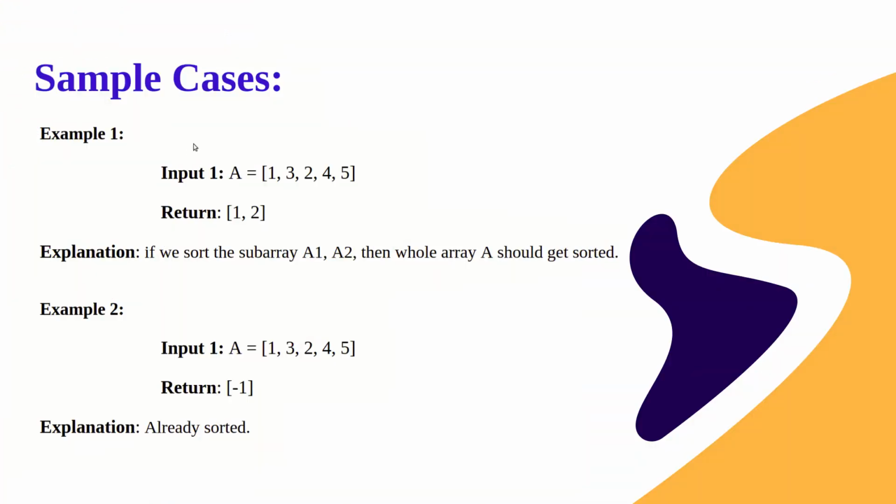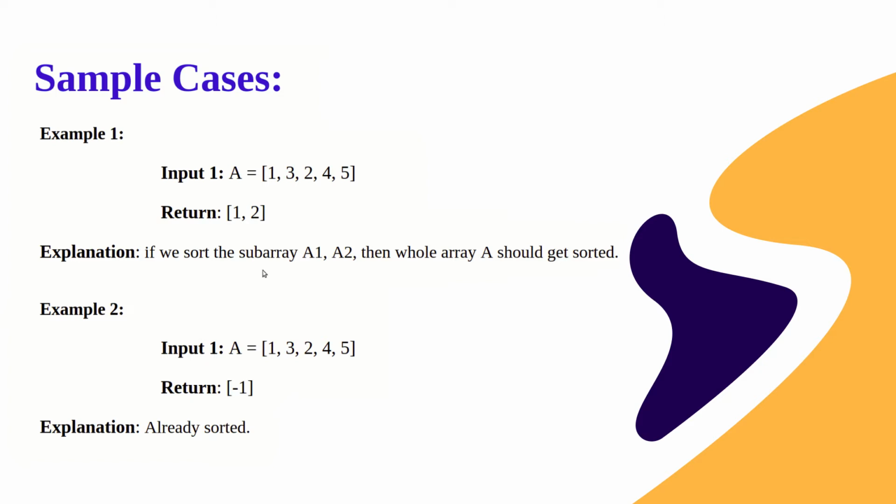Suppose for example 1, the input array is 1, 3, 2, 4, 5. We need to return 1, 2. Now what are 1 and 2? Here 1 refers to the index of the first element which is to be considered, and 2 is the index of the second element. So within this range 1 to 2, we need to sort all the elements. Index 1 refers to 3 and index 2 refers to 2. When we sort index 1 to 2, it becomes 2, 3, and you can see that 1, 2, 3, 4, 5 is all sorted.